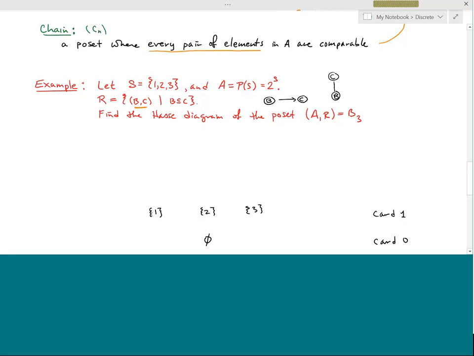So is 1 a subset of 2? Is 1 a subset of 3? Is 2 a subset of 3? Are any of these guys subsets of each other? What do you guys think? Don't overthink it.